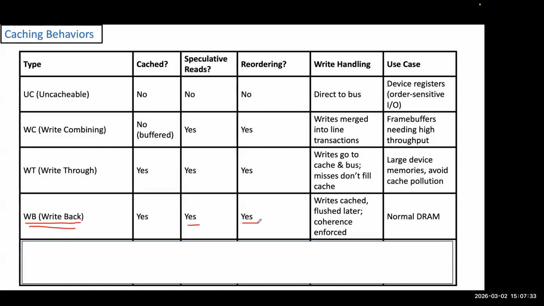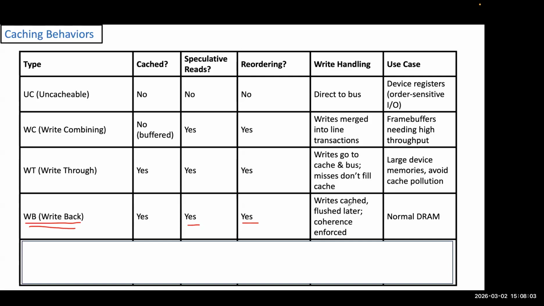So that is known as speculative reads. So speculative read is allowed. Similarly, reordering is also allowed for instructions which you are reading from a memory region having the write back caching behavior. Reordering, we have seen already what is meant by it: reordering the execution of the instructions, and reordering the data accesses, the memory accesses, right?